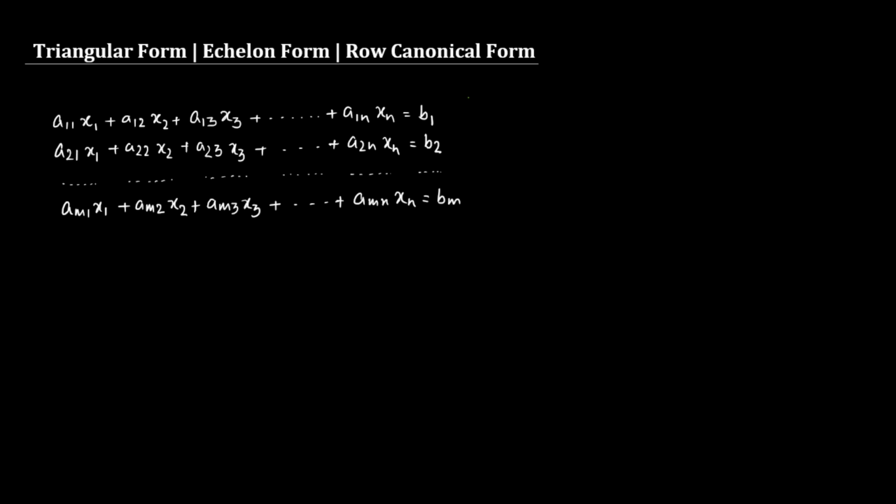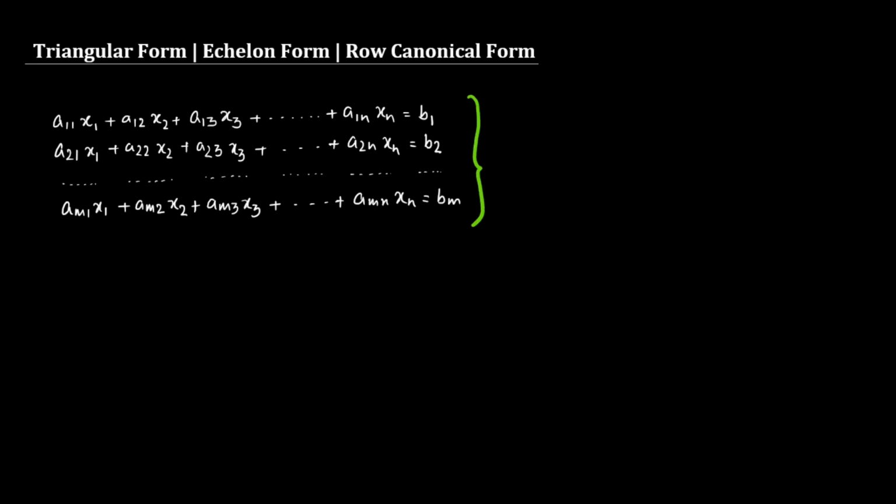In this video, I shall discuss three forms of a system of linear simultaneous equations: the triangular form, the echelon form, and the row canonical form, which will be extremely important for solving a system of linear simultaneous equations. Let us consider the system of linear equations given by this.